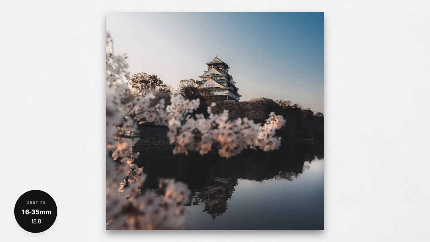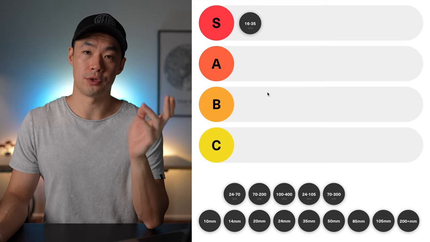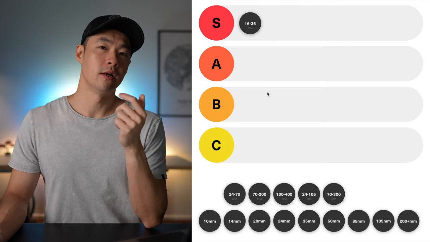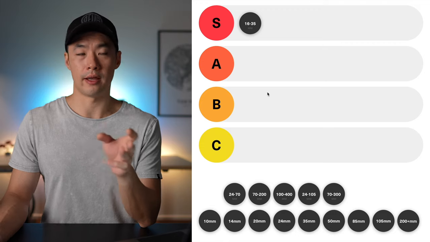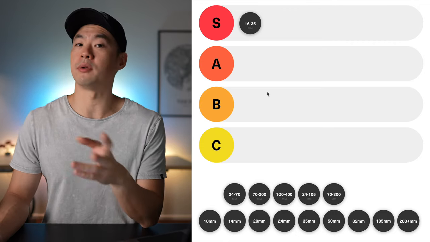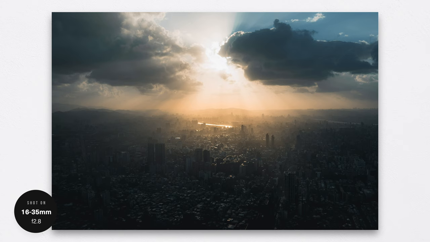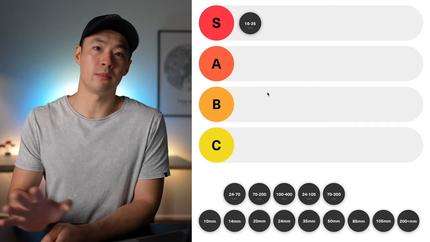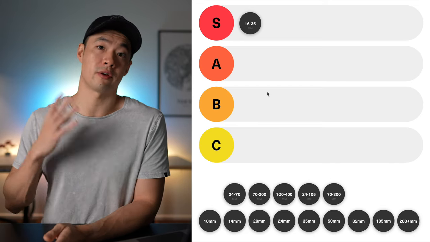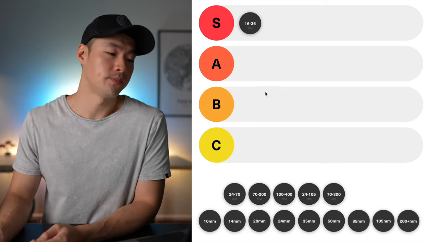But you can also get this in an f4 version, which is usually lighter, smaller, and cheaper, but a little bit less quality, and you don't get the depth of field or the low light capabilities that you get with the f2.8 version. Keep that in mind depending on what budget you have. The same ideas apply to any of these lenses. There's a whole bunch of different configurations for every single one of them.